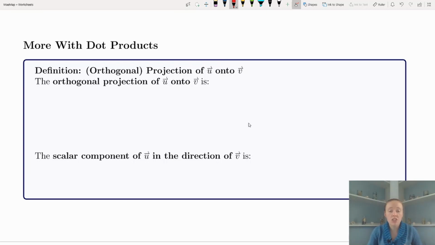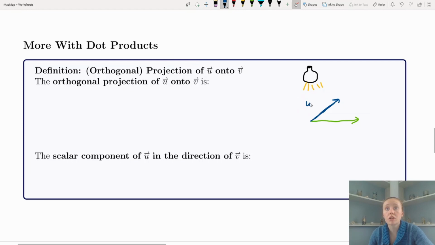So if you can envision, here is our light shining down. I have some vector v, I'll make in green. That's what I'm going to be shining onto. And vector u is what I'm shining. Well, if you can envision the shadow that that would make, u onto v, so again, u is blue, and my vector v I made in green, that shadow would be this vector here.